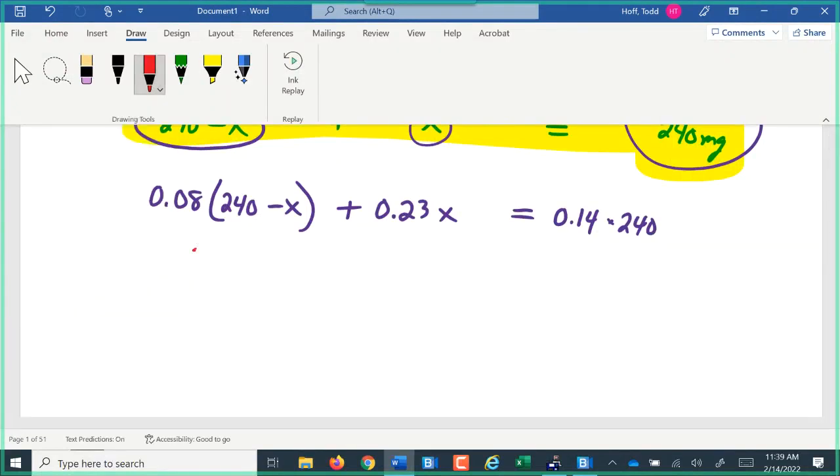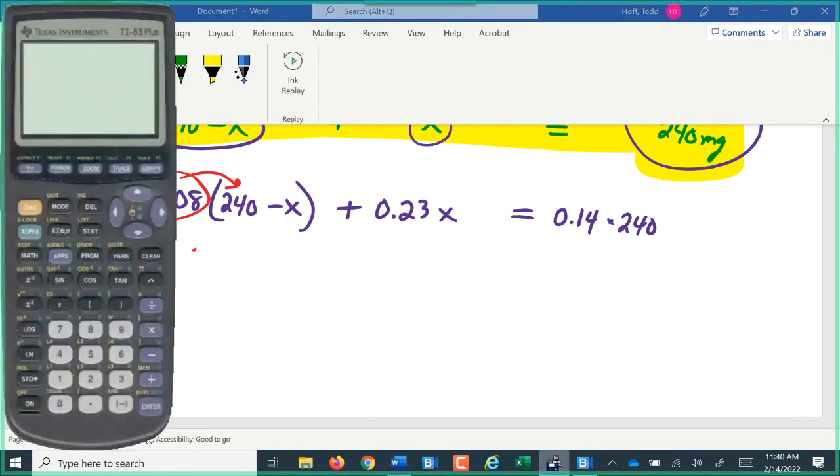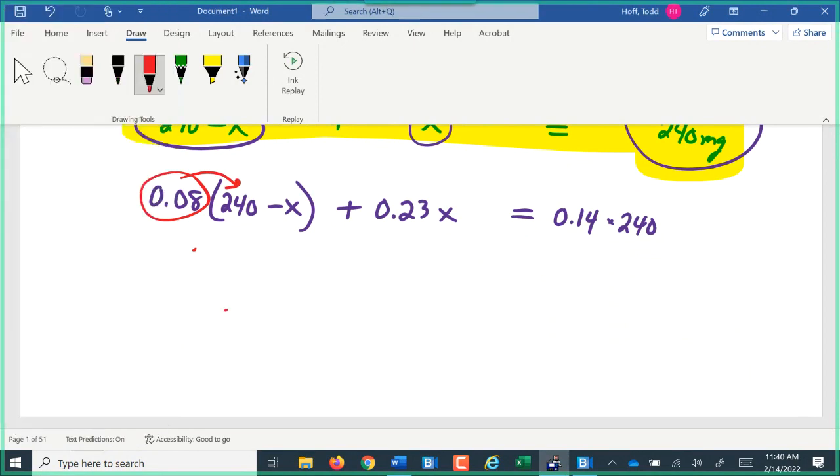So we have 0.08 times 240. What does that give us? 19.2, I believe. Check it. It is 19.2. 0.08 times negative x is a negative 0.08x. Then here 0.23 times x is just 0.23x.